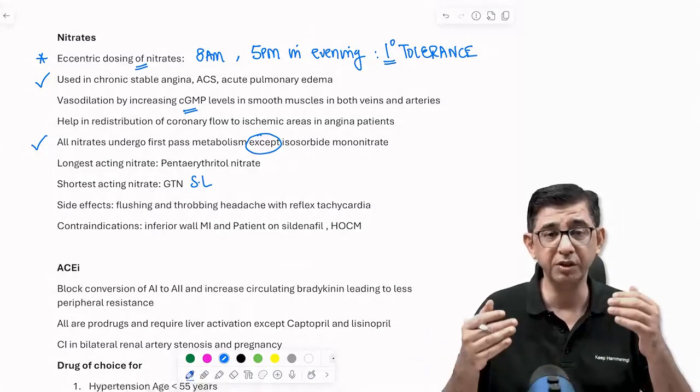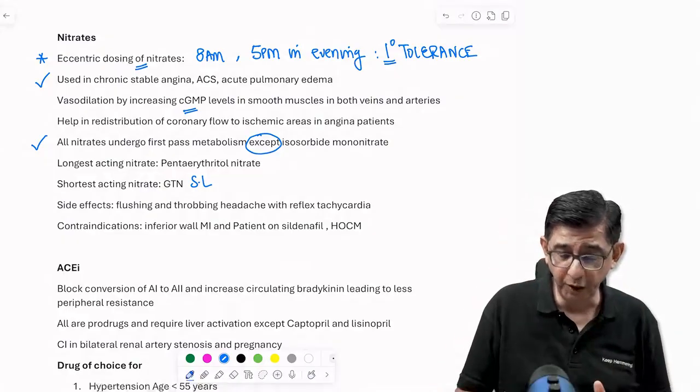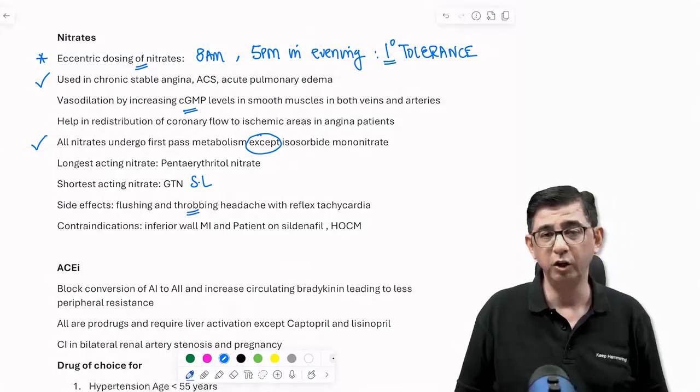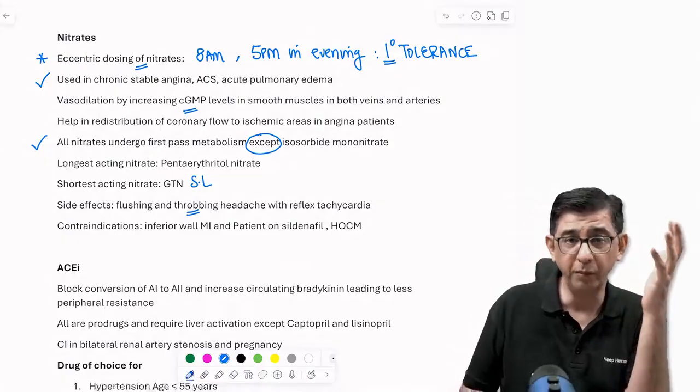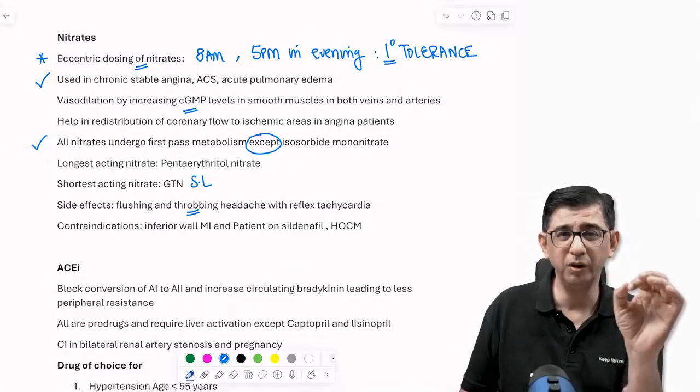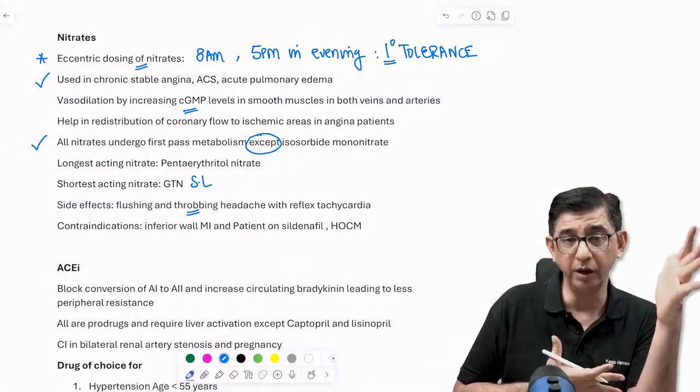He asks, what is the first side effect that would be coming? Your answer would be flushing and throbbing headache would start occurring in this patient, and there would be a reflex tachycardia. Whenever you give nitrate, if a patient complains of headache, throbbing headache and reflex tachycardia, comfort the patient. This will pass away. This means the medicine is working. It's dilating your coronary arteries.